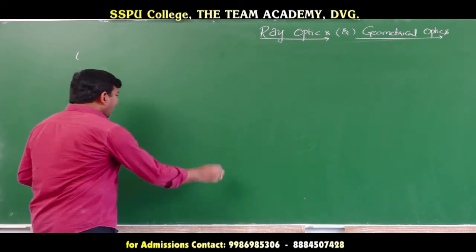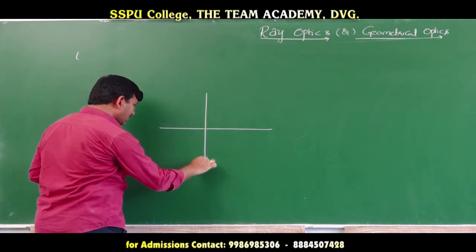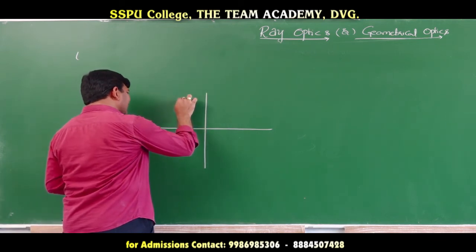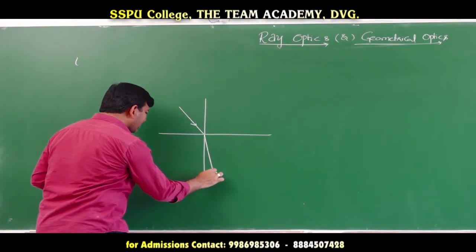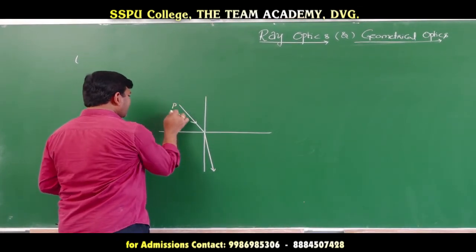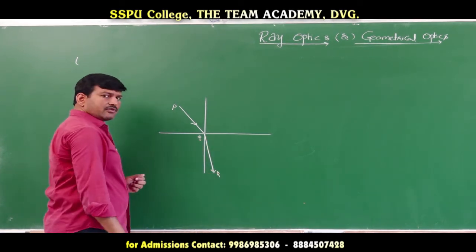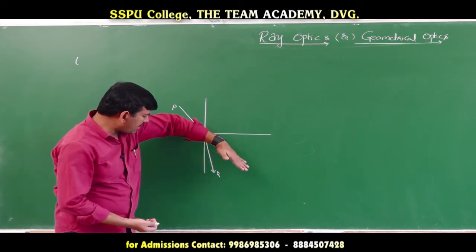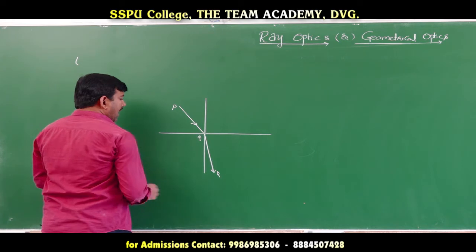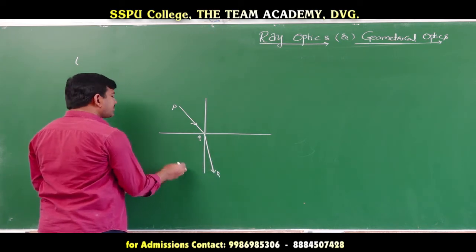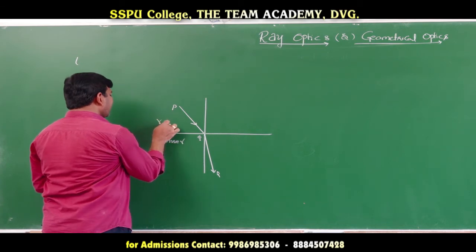As I told you, when a light ray is traveling from one optical medium to another optical medium, it is changing its direction. Suppose the light ray moved like this. This is the incident ray PQ and this is the refracted ray QR. If you observe here, the refracted ray has deviated towards the normal. That means this medium is which medium? As the refracted ray is bent towards the normal, this is the denser medium and this is the rarer medium.